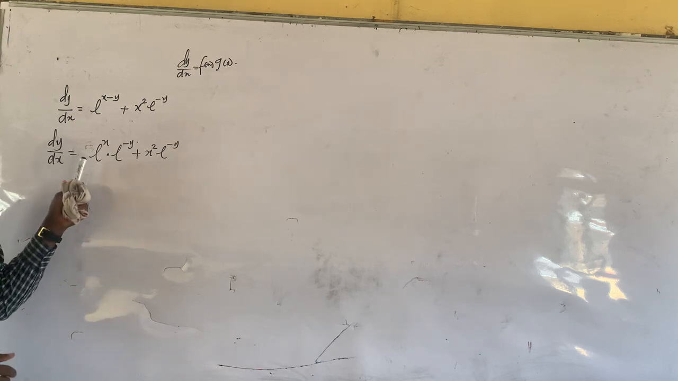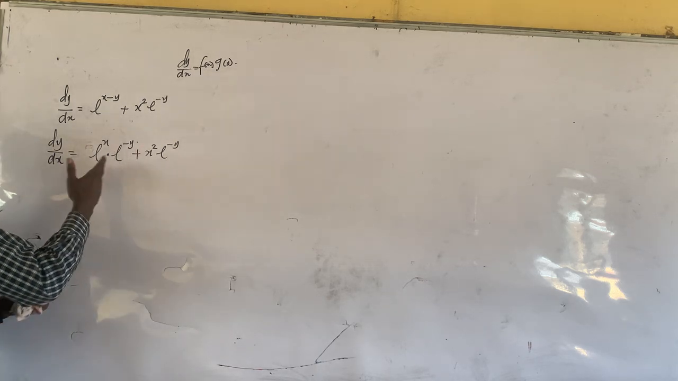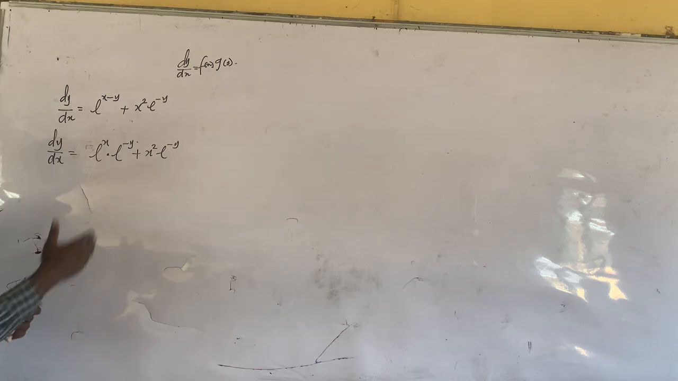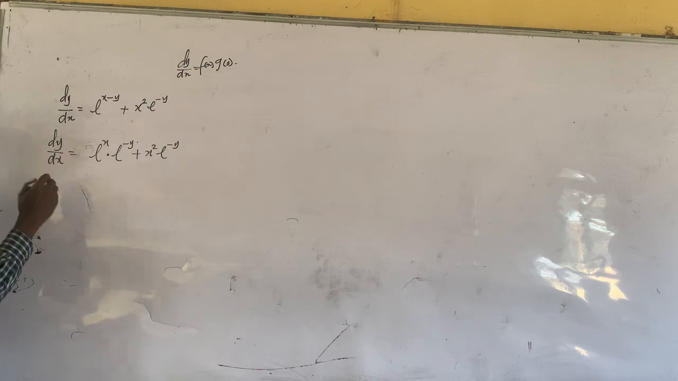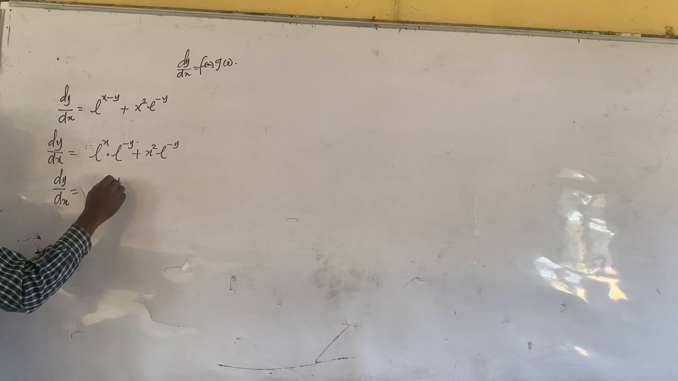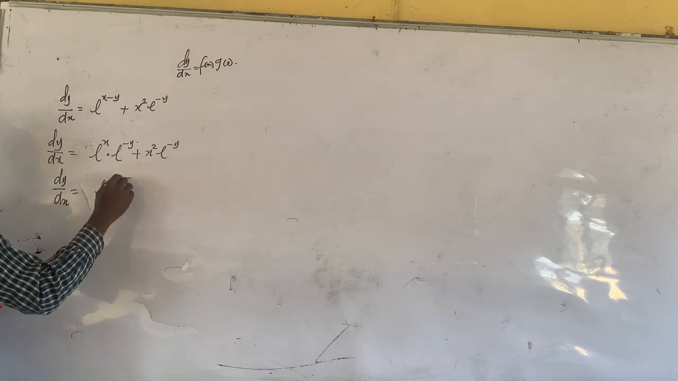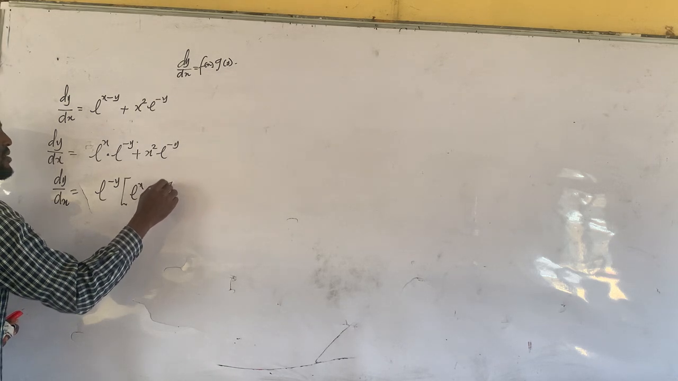From this, we have been able to observe that exponential minus y is a common expression in both of these two parts of the expression. So I can easily say dy with respect to dx equals exponential minus y, all multiplied by exponential x plus x squared. What do we observe?